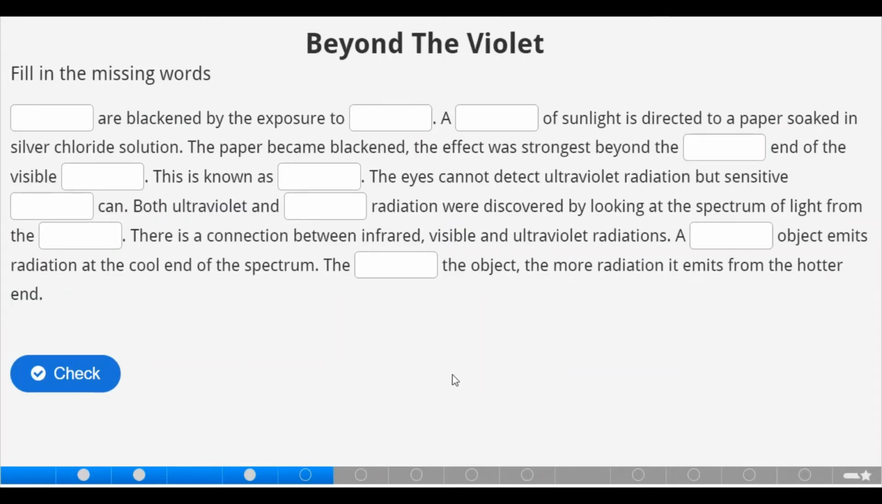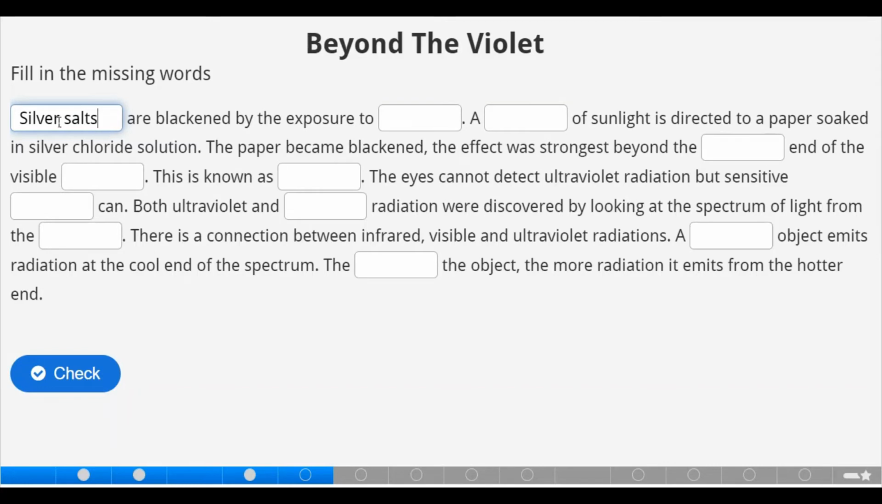So beyond the violet, that is, if you should have the spectrum of colors, we have red, orange, yellow, green, blue, indigo, and violet. What happens beyond the violet region? So let's do that now by filling in the missing words. Silver salts are blackened by the exposure to sunlight.